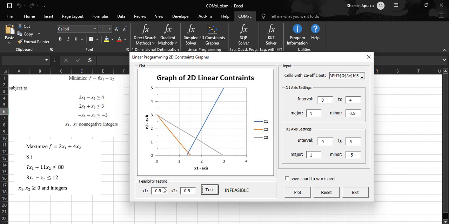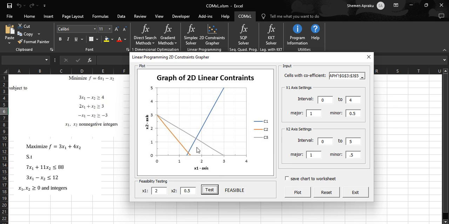So I come here, I pick 1 for x1 and 1.5 for x2. So 1 for x1, 1.5 for x2. My test says infeasible. If I come to the top here, I pick 1 for x1 and 4 for x2. So 4 for x2. It says infeasible. If I come to this region, I pick 2 for x1 and 0.5 for x2. So 2 and 0.5.